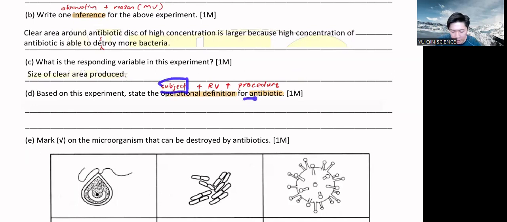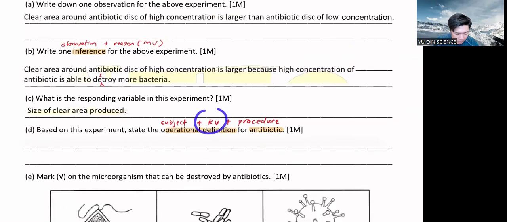The subject is what? The subject is antibiotic, right? So the antibiotic is a what? Antibiotic is a substance, right? Antibiotic is a medicine, right? Responding variable is what? Responding is this one, this one, this one. Make sure you talk about size of clear area. That's the important thing.